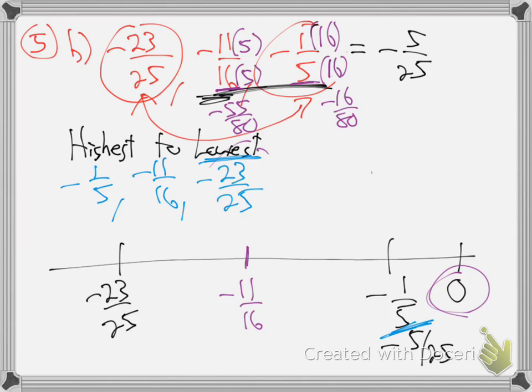Does everybody see what I did there? Basically, my game plan was to get common denominators 2 at a time, wasn't it? And compare that. I did 25 and the 5, I did 16 and the 5. Common denominator 2 at a time. All right, I've got to move on, but I'd be glad to talk about that with you in office hours.